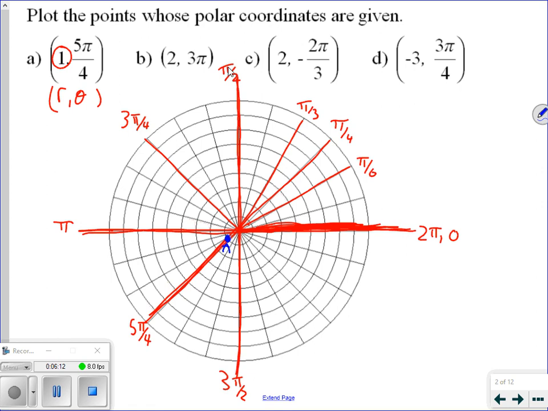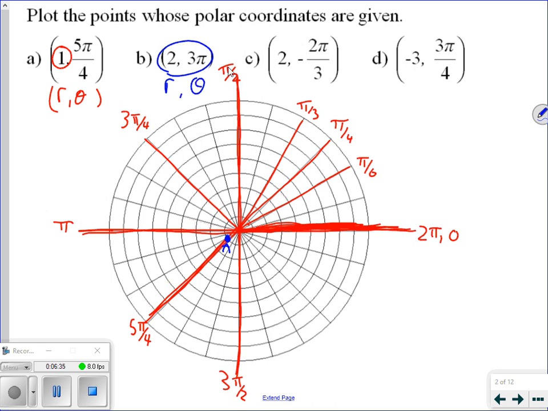A. Okay, and I encourage you to pause the video, try to do B, try to do C, try to do D on your own if you can. I'll give you a second or two to pause if you need to. But otherwise, I'm just going to move on with it. Okay? So this next one here, so we got 2, 3 pi. So that's a radius length of 2 and a theta value of 3 pi.